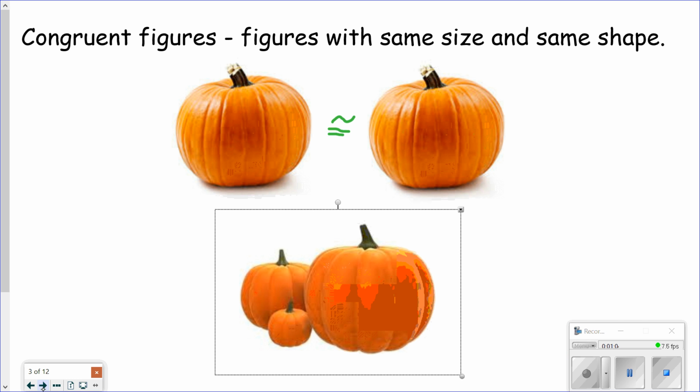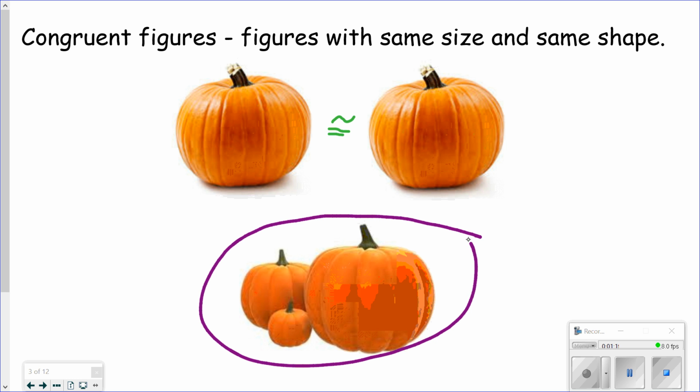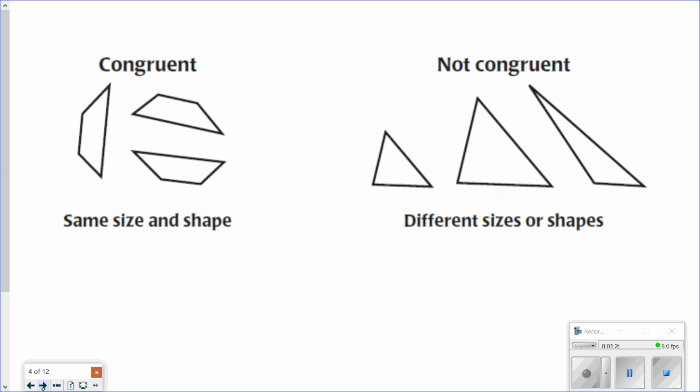Well, what are congruent figures? Congruent figures are figures with the same shape and size. So these pumpkins here would be congruent. They are the same shape and the same size. These pumpkins down here would not be congruent. We have a baby pumpkin, a medium-sized pumpkin, and a large pumpkin. So they are different sizes. They are not congruent. So once again, congruent shapes have the same size and the same shape, and not congruent, they are different sizes and shapes.